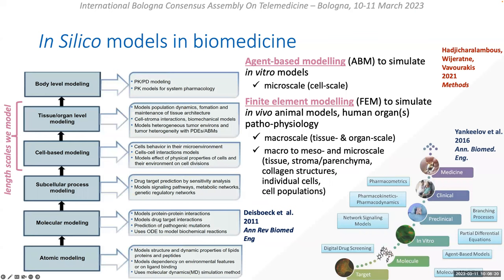As far as in silico modeling is concerned, the literature in the field is vast in biomedicine. There are several excellent review articles that lay out the different categories of models based on the scale concerned, from the atomistic to the molecular level, the subcellular and cellular level, the tissue level, up to the organ and full body level. The in silico models we are developing, however, are indicated with this pink bracket on the left. Basically, we build agent-based models to simulate in vitro systems and finite element methods to simulate in vivo animal models in the pathophysiology of human organs.